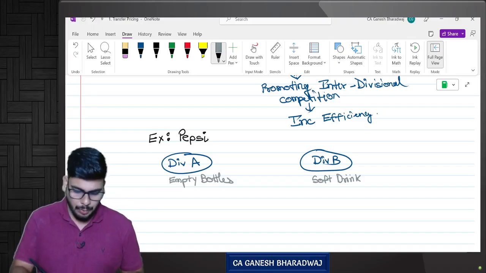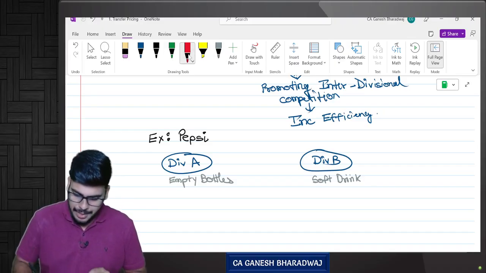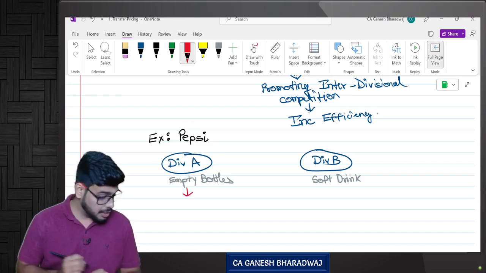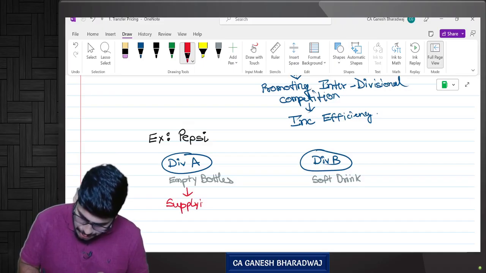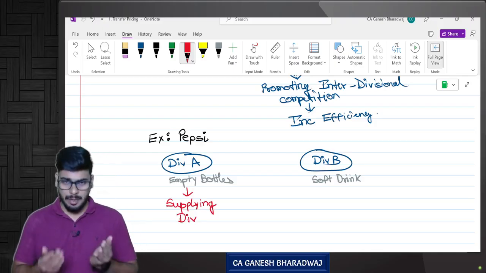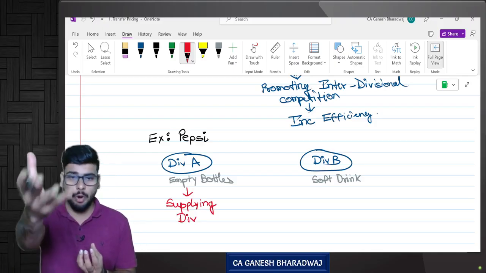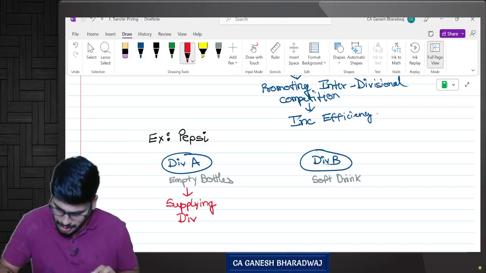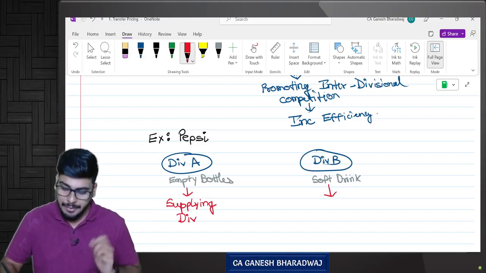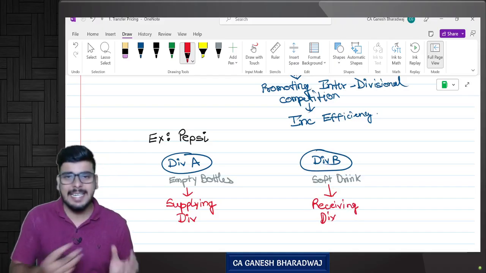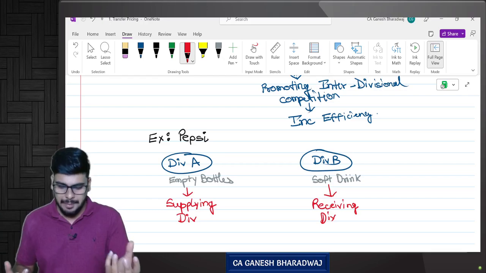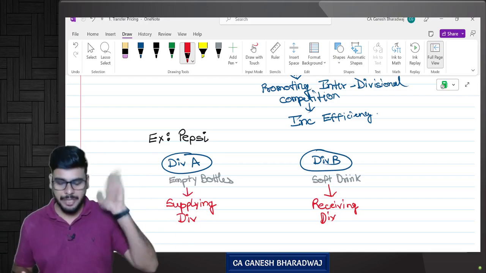Perfect. Now, in this case, we call division A the supplying division. Why? Because division A supplies the empty bottles to whom? To division B. Correct or not? Yes. And how about division B? Division B is called the receiving division. Why? Because it receives the empty bottles from the supplying division, which is division A.